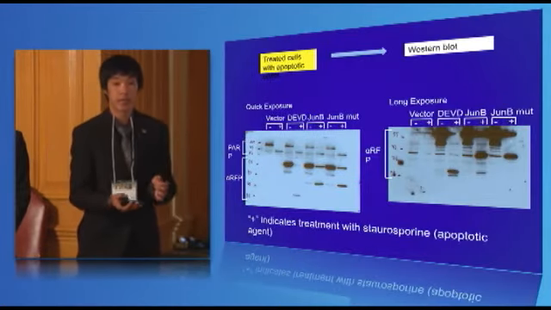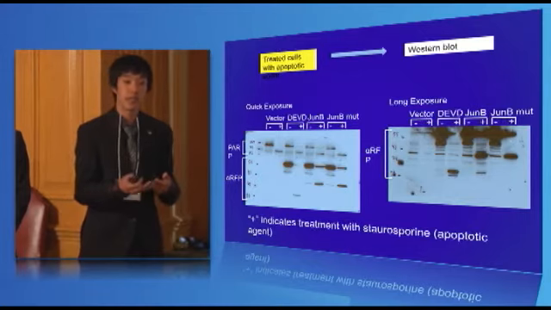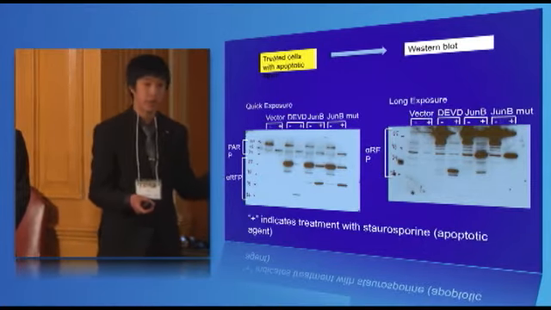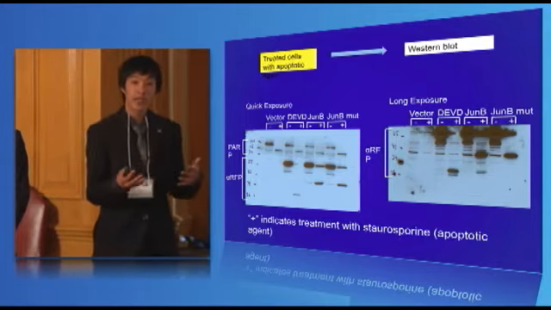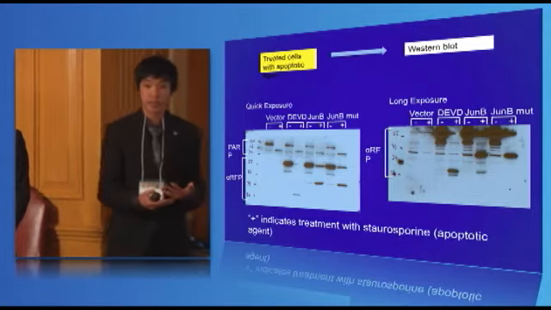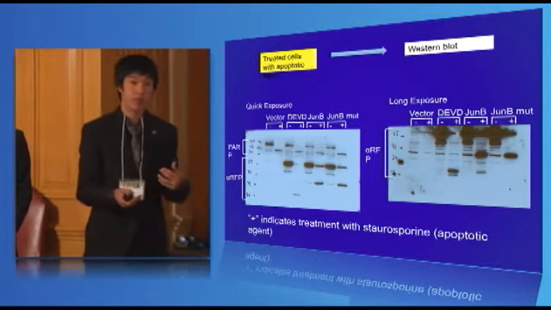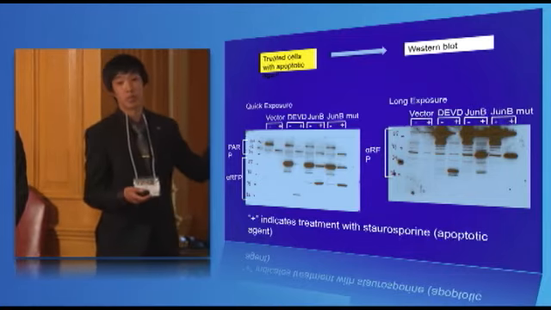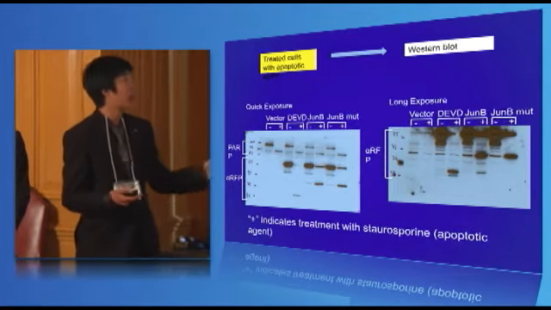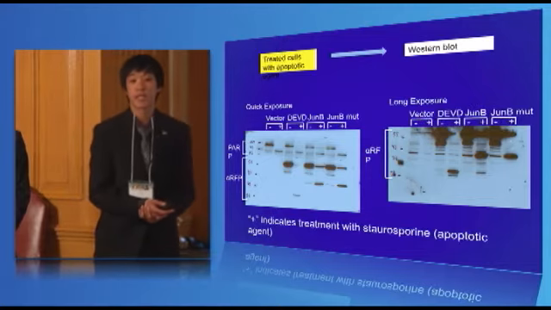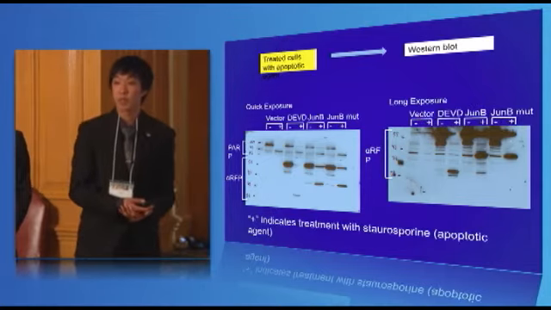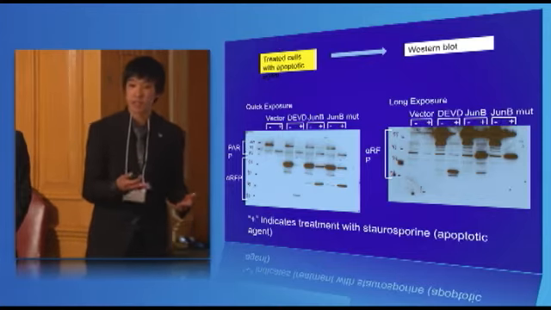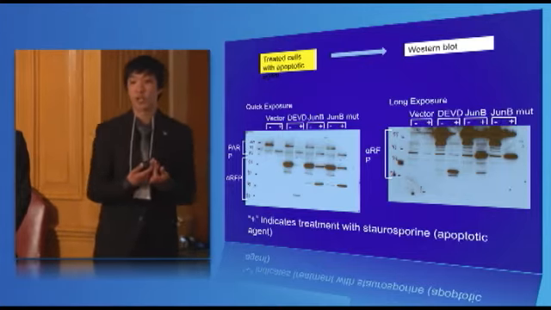So progressing on from there, we decided to test for cleavage in our cells. To do so, we treated our cells with an apoptotic agent, staurosporine, which would activate caspases and therefore induce cleavage. The test that we did to confirm our results was a Western blot. On the left, we have our quick exposure. At the top, you can see we have a PARP protein. That PARP protein acts as a positive control because PARP is known to be cleaved by caspases.